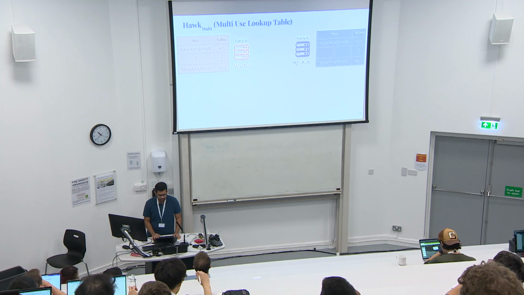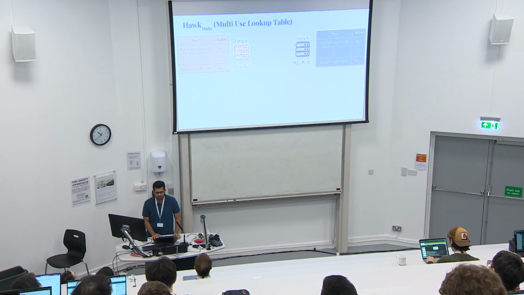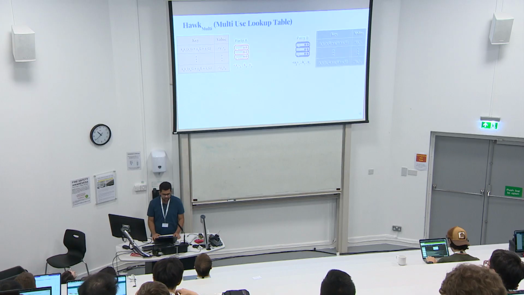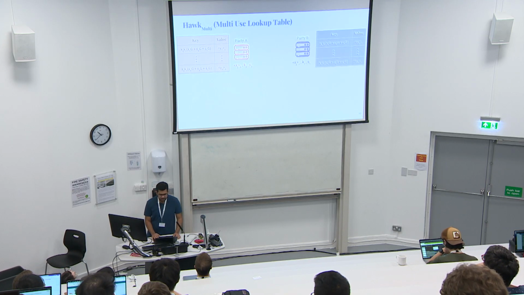If you look at the keys in the lookup tables, they have this term g. G here is the generator of an elliptic curve, and the security of this multi-use lookup table depends on the elliptic curve discrete logarithm problem, which just means that if we have some random s0 and we compute, for example, s0g, looking at this value, the adversary is not able to get any information about s0. So let's see how this protocol works.